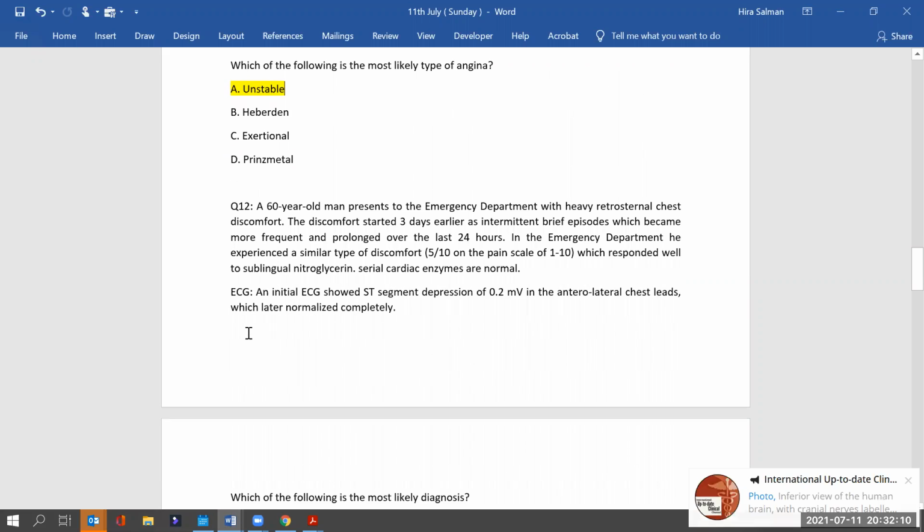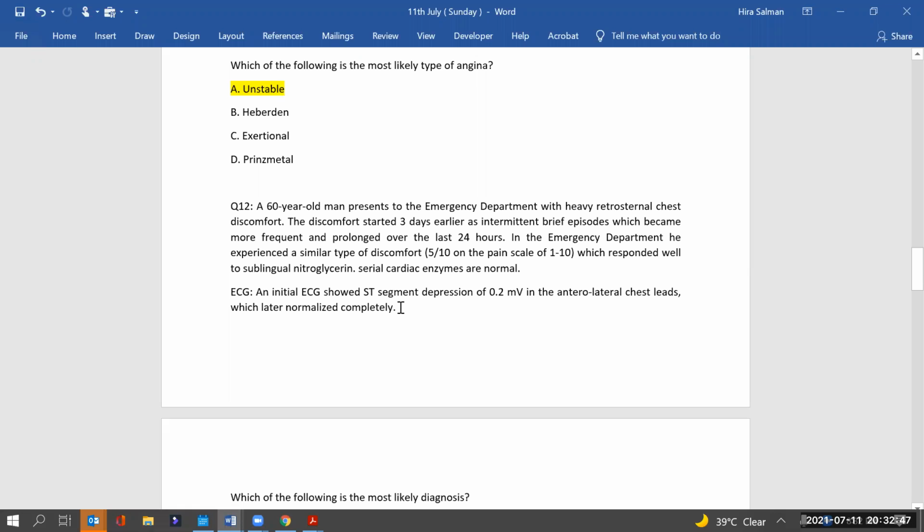See, in most cases, unstable angina is not going to be effective when you give nitroglycerin. They do not respond actually. But this patient is having so much pain for so many days. The discomfort started 3 days earlier, and this time the pain is lasting for 24 hours. So this pain is relieved by nitroglycerin. But the next clue is serial cardiac enzymes are normal, troponin normal. And the initial ECG showed ST segment depression in the anterior chest leads, which later normalized completely.